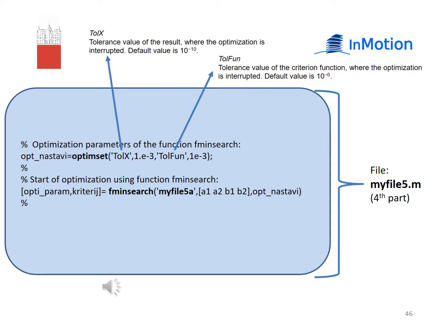With the function optimset, the optimization parameters are chosen. In our case, two input parameters are defined: tolerance value of the result and tolerance value of the criterion function. Use the command help optimset for further information regarding different possibilities which are influencing the optimization procedure.